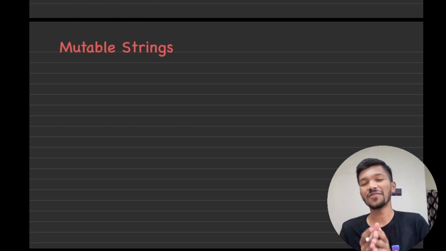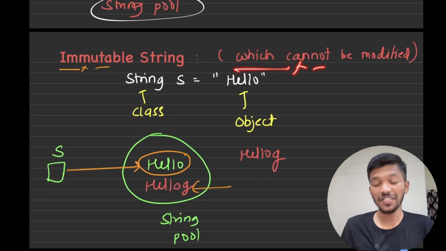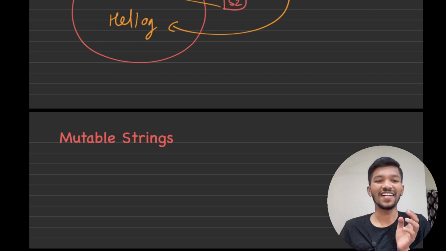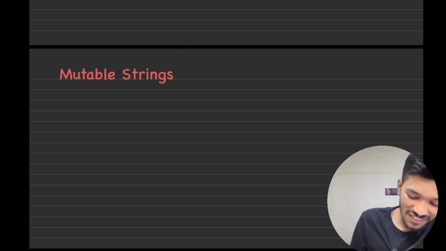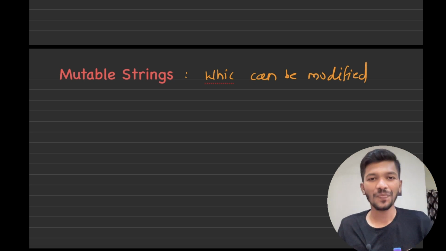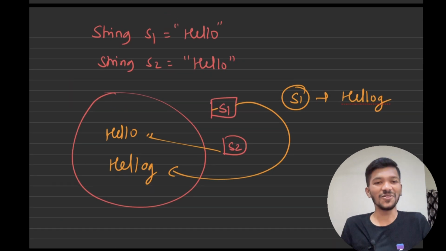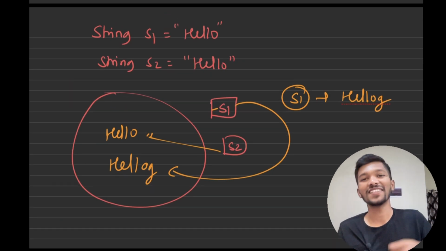Now let's understand what a mutable string is. We discussed that immutable strings are the strings which we cannot modify, which means mutable strings are nothing but the strings which can be modified. Now this is not possible with normal strings in Java, right? By using normal strings you cannot modify the original string, because we already discussed why the changes do not take place in the original string.